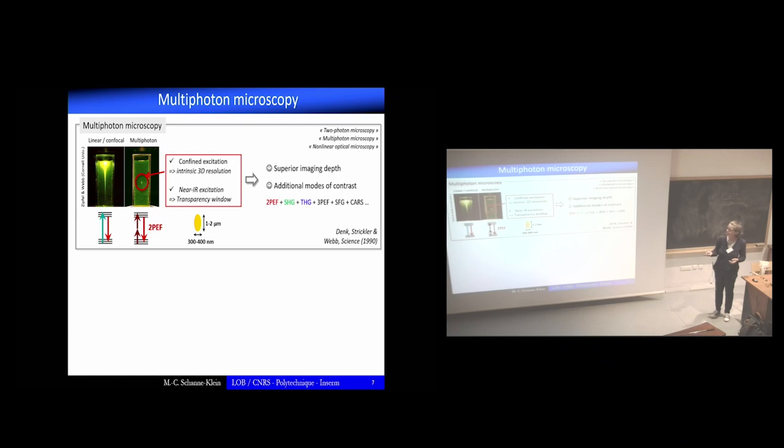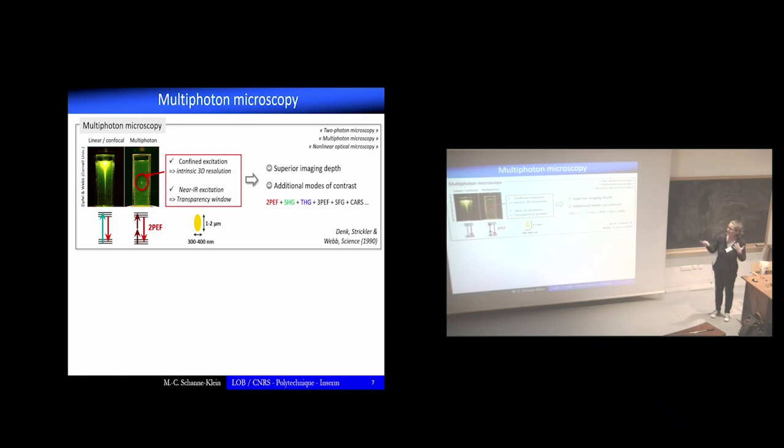Compared to confocal microscopy, we don't need to have a pinhole in front of the detector to select only photons from the focal volume. Here, all the photons come from the focal volume. We can open the pinhole, we collect more photons, and so we go deeper within the tissue. The other reason is that we use near IR excitation, so it's a transparency window of tissues. And of course, practically, the resolution is typically the same as confocal microscopy.